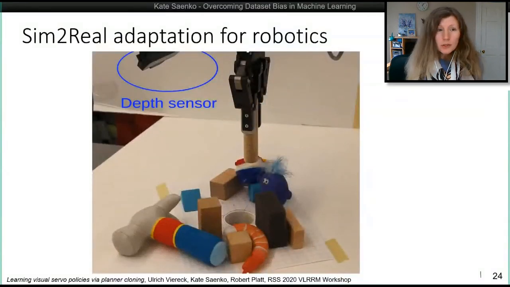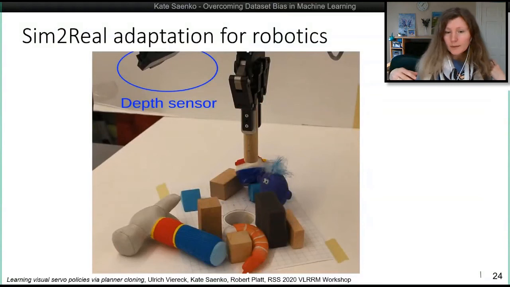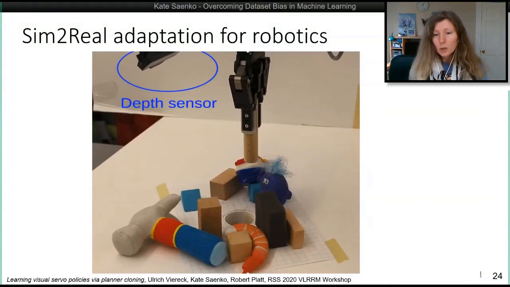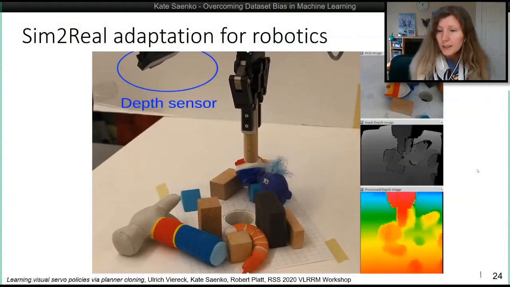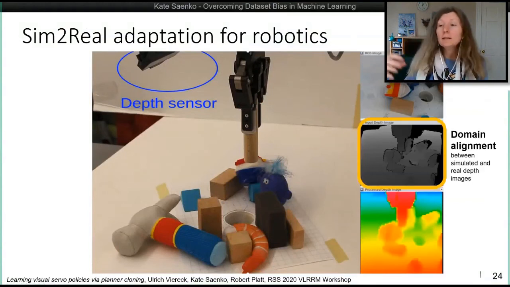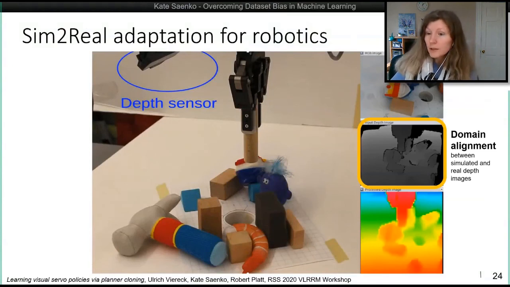One other example that I want to show you really quickly is using this idea for adaptation in robotics. So here we have a robot that's trying to insert an object into another object, let's say a peg into a hole, or more generally, we can apply this to other manipulation tasks. Our input data is coming from the depth sensor, so it looks like this. There's an RGB image, but what we're using is actually the depth image, which you can see in the middle here. We want to train a computer vision model, a neural network, that will control the robot arm to perform the task.